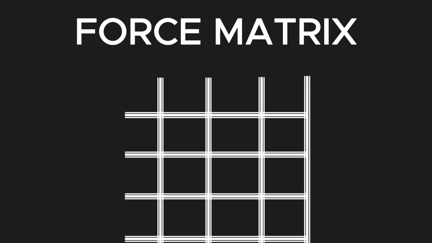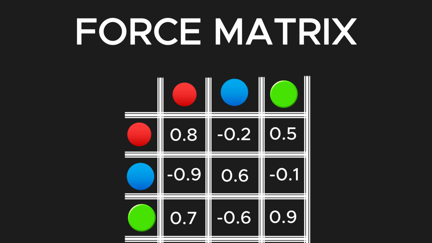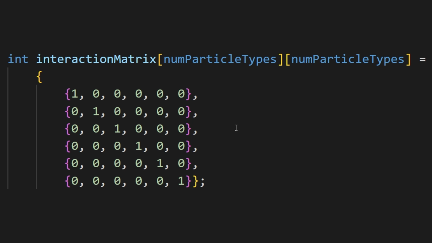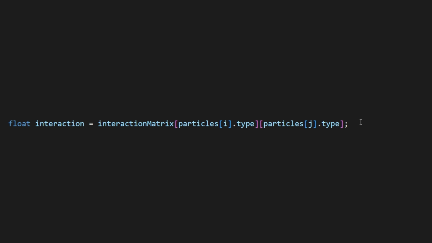The solution? A force matrix. It's a matrix that contains the interaction value from each type's perspective for each type. Implementing this was actually quite simple. Now, whenever I need to see the interaction value, I just look it up in the matrix. Now, as you can see, our simulation is definitely doing something, but the results are not perfect.